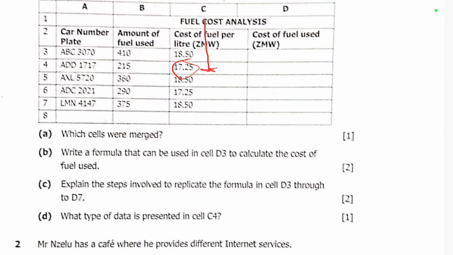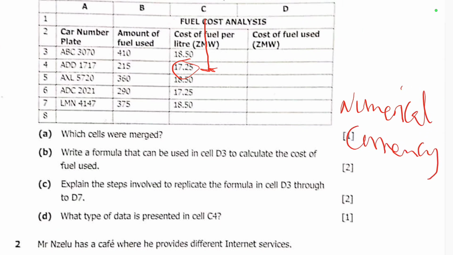This is very simple. This is numerical currency data. It is an amount, it's money, it's currency. So it's numerical currency data. Simple. So that's the end of question 1.